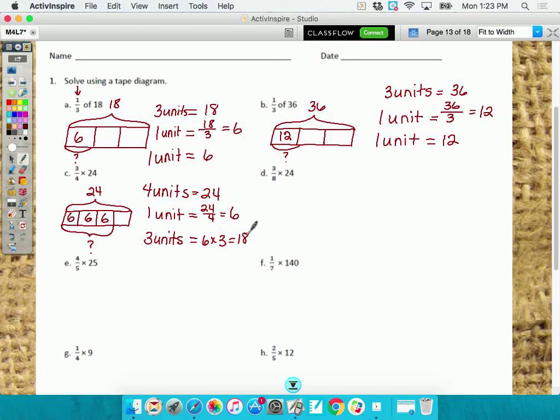Okay? So that's pretty much what we're doing today, except for some of the problems, we don't know the total, but we know the number of units they're asking for. So we'll get down to that in a minute. Okay, yes? What's the total on this one? 24. What's the denominator? 8.